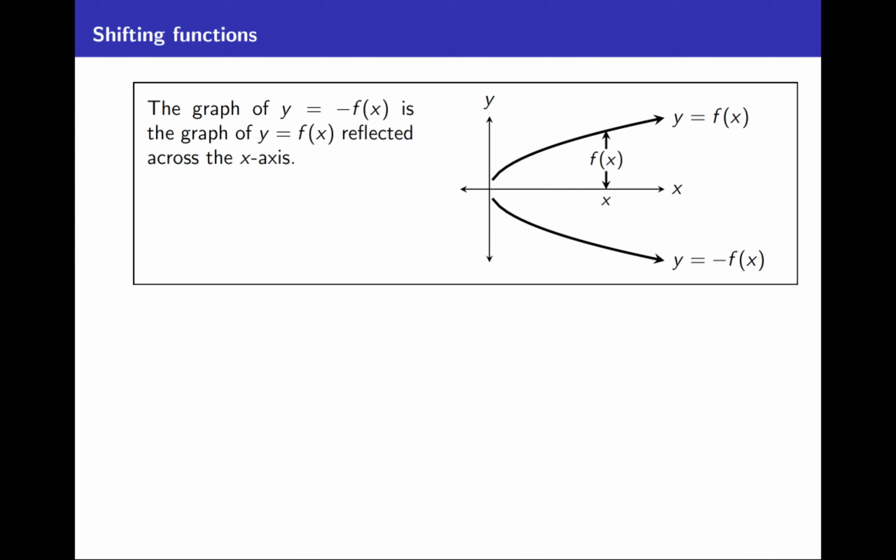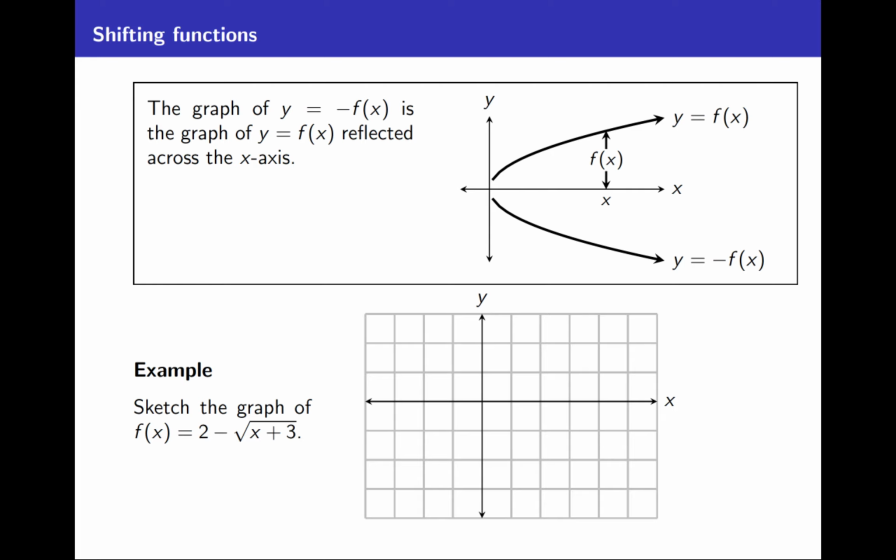Here's another shifting operation. If you think about the graph of y equals f of x, if you suddenly change that to y equals minus f of x, to get a new function by multiplying the first function by -1, that would just negate all of your y values. It would reflect that function across the x-axis. There are some other shifting operations that I'm not going to talk about here, but read your text, refresh your memory.